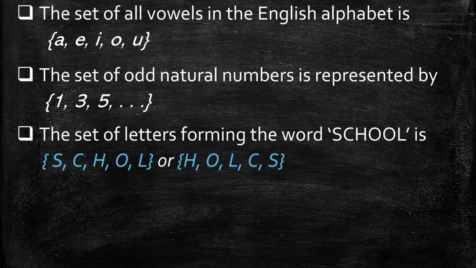For example, the set of letters forming the word school is {S, C, H, O, L} or {H, O, L, C, S}. Here, the order of listing elements has no relevance.